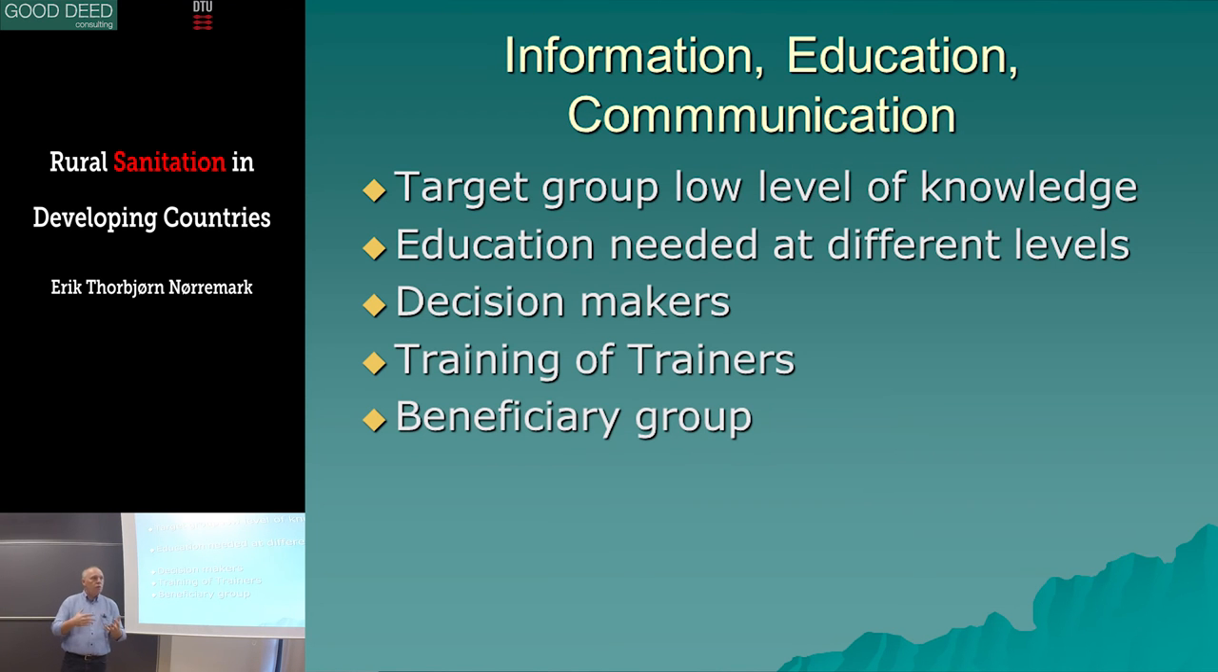You need to take care of talking to the decision makers. It's not everybody taking the major decisions. You have some local leaders, and you need to include them. You might need to train some people that can go and train others, training of trainers. And then, of course, you have the beneficiary group, that's the whole target group, but that can be divided into men, women, children, rich families, poor families, lots of different groups that might need to be approached differently.